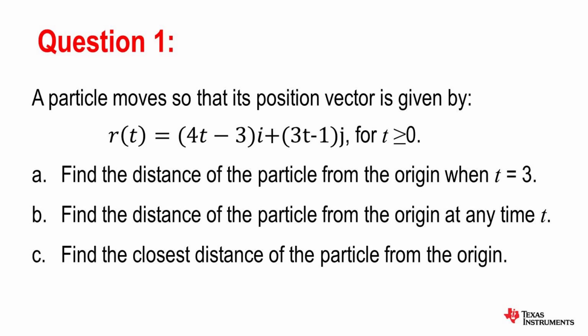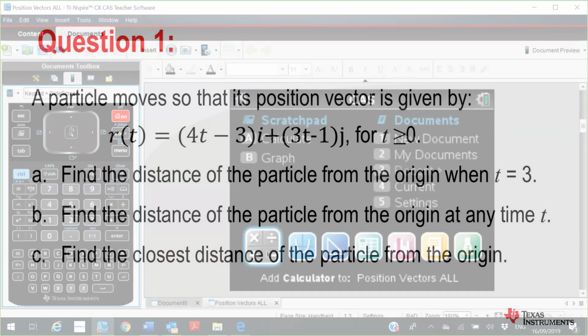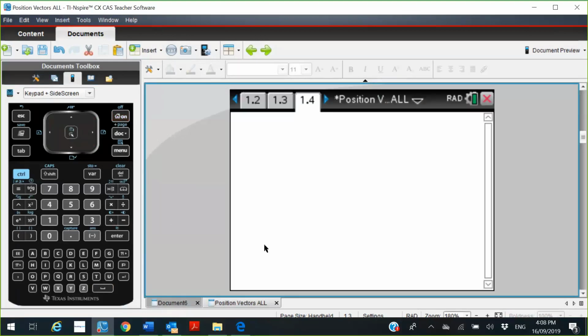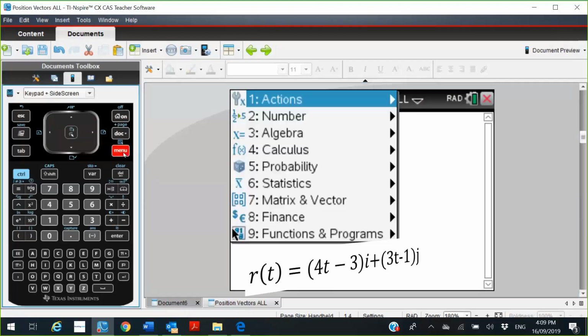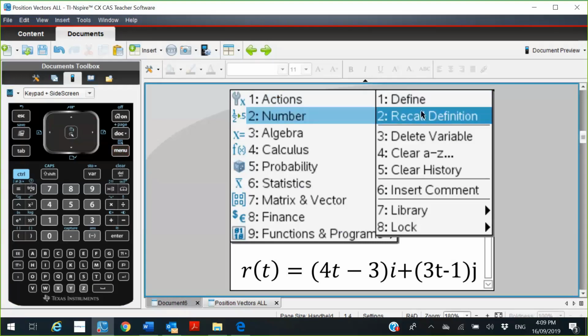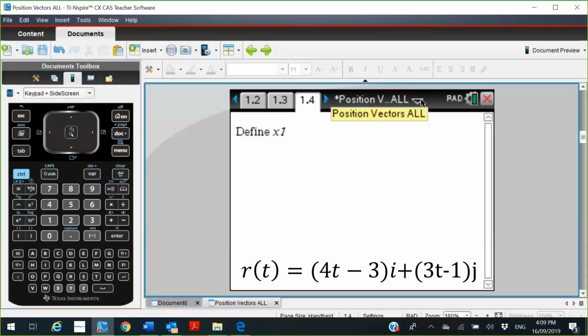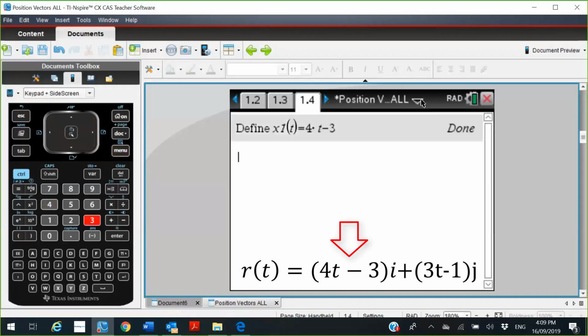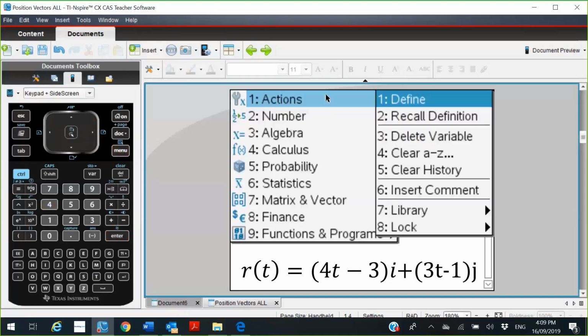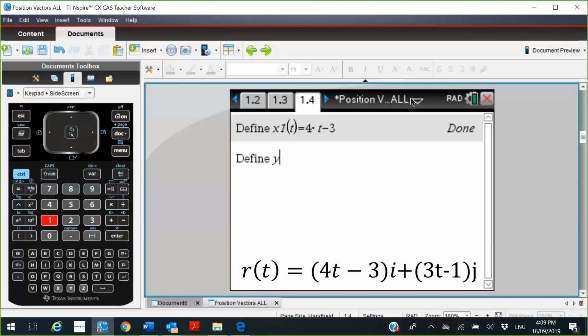Okay, so let's do this on a calculator page or a calculator application. So I'll press the on key and press the calculator page. Now, to do this, I'm going to define the x and y coordinates at a general particular time. So menu, actions, define. We're going to define x1 of t equal to 4t minus 3, and also define y1 of t. So once again, menu, actions, define, y1 of t equal to 3t minus 1.